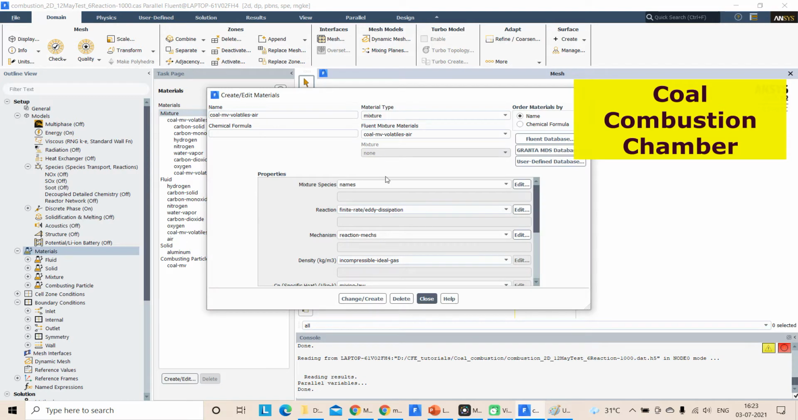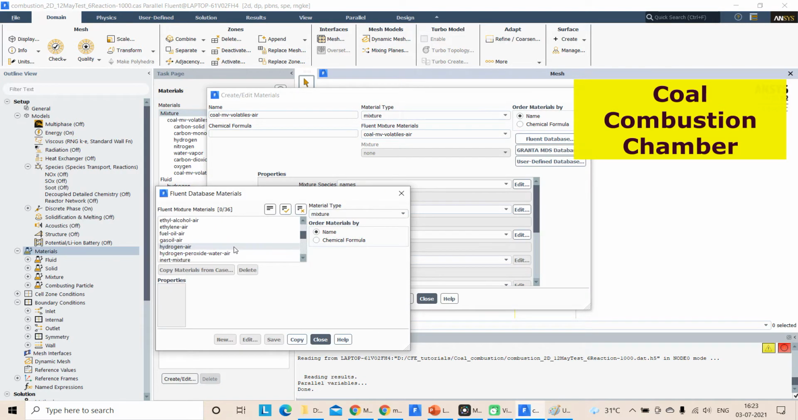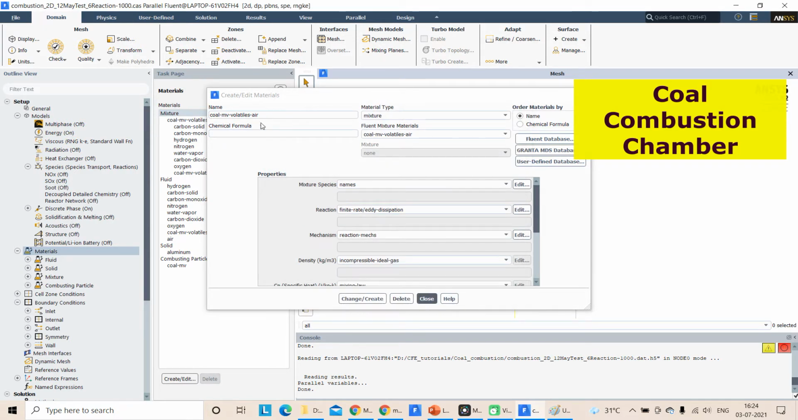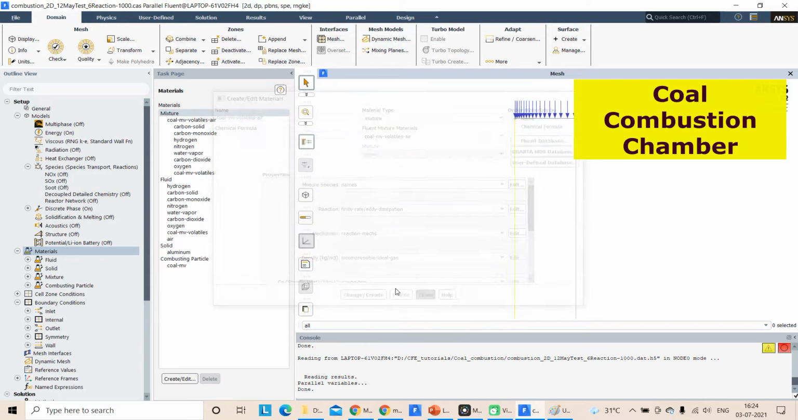You can select any mixture model. There is a Fluent database available. If the desired species is not available in the mixture model, you have to select a suitable mixture template. This is a mixture template. You can select any one whatever you want, but here I have considered the coal volatile model. This I selected here, then copy here, and after copying, we get the coal volatile mixture model.